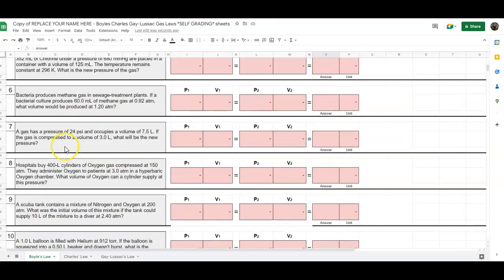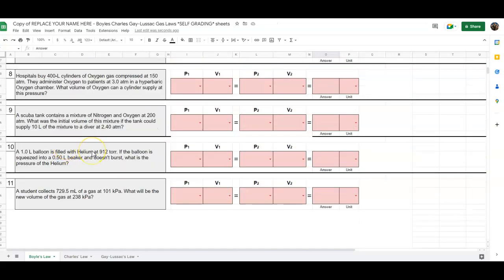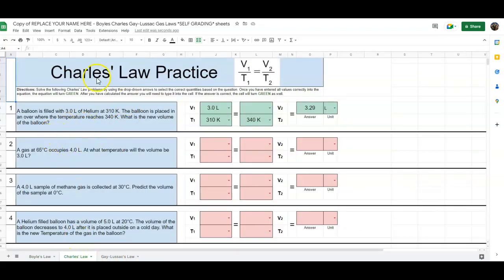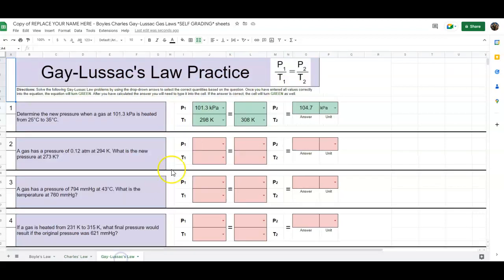So you have 11 problems. So you're actually doing 10 for each sheet. Again, this one, we have Charles. So you do volume divided by temperature. Gay-Lussac will be pressure divided by temperature. Again, you're literally given the different variables. You have to just choose where everything goes.